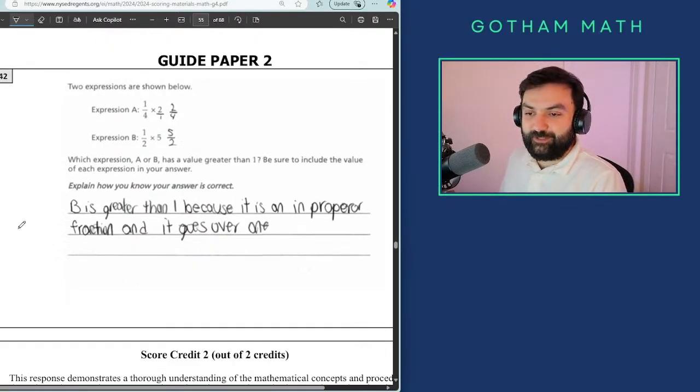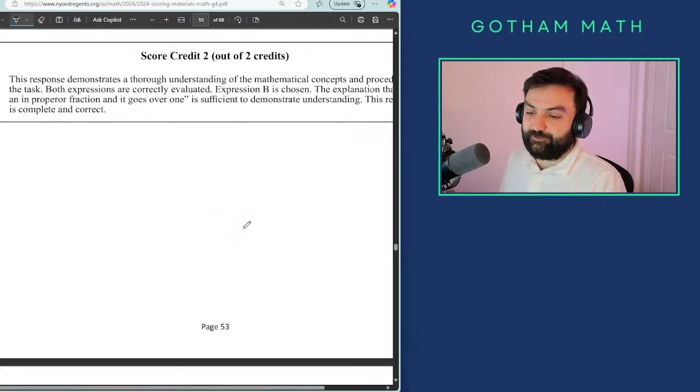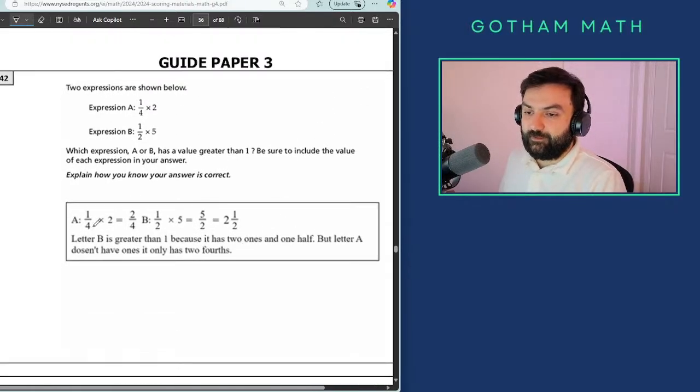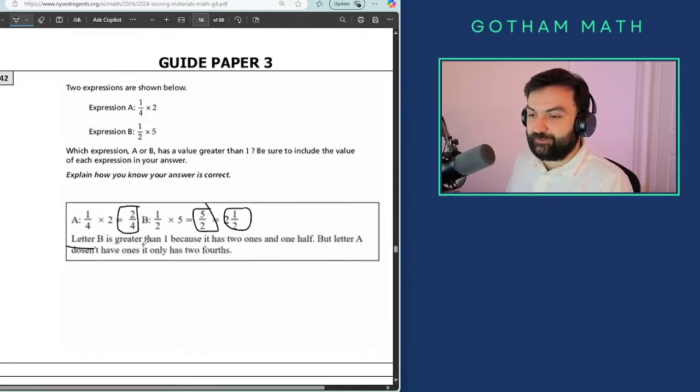Someone's extra smart. B is greater than 1, and it's an improper fraction, and it goes over 1. I agree. You see this here and this here, because they say be sure to include the answers, right? Like the values. Okay, good. 2 over 4. B is 5 over 2. And then it's the letter B. Letter means expression, right? The expression B is greater than 1.